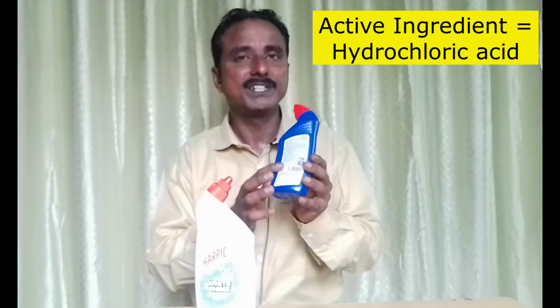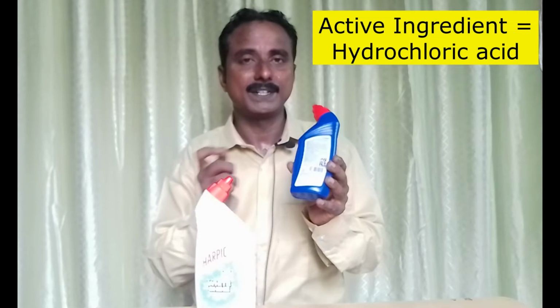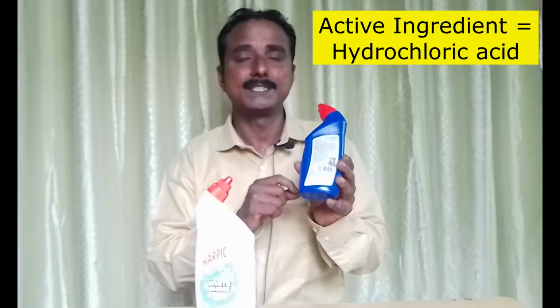This is blue color Harpic. Here the active ingredient is hydrochloric acid. That is the active material, the active ingredient. The remaining materials are added materials: some amount of cetrimonium chloride, some amount of the antioxidant butylated hydroxytoluene, and some amount of methyl salicylate, a very small amount to give the camphor smell.